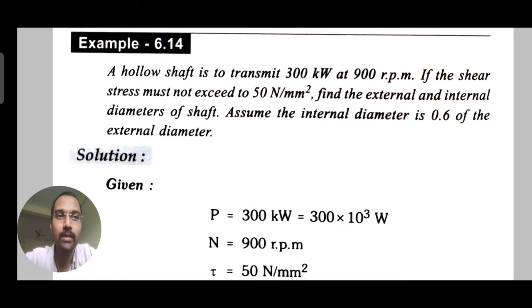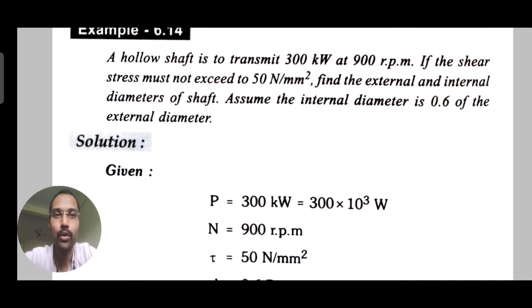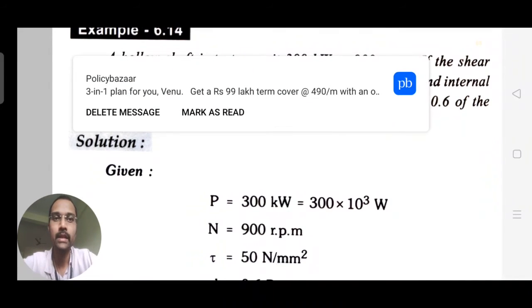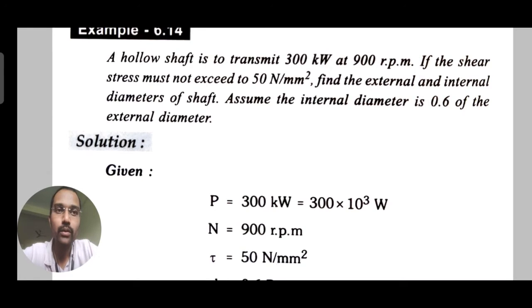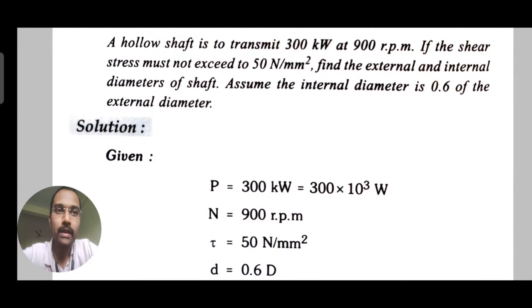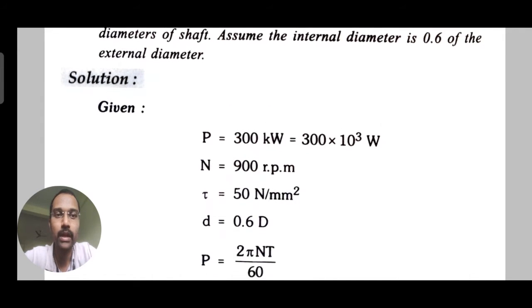Now what is asked: find the external and internal diameters of the shaft, that is capital D and small d. Generally we have given the notation like that, so two diameters we have to find out, and one condition is mentioned here. Assume the internal diameter is 0.6 of the external diameter. So a relation is given between the internal diameter and external diameter, that is 0.6. Right, we will see how the condition is written.